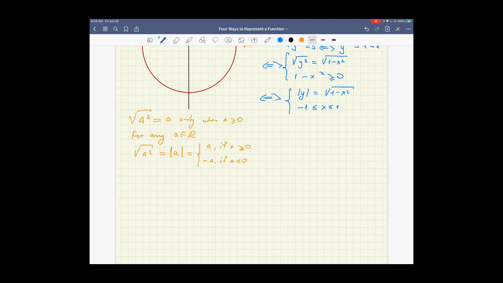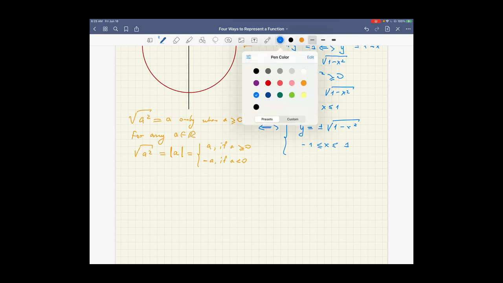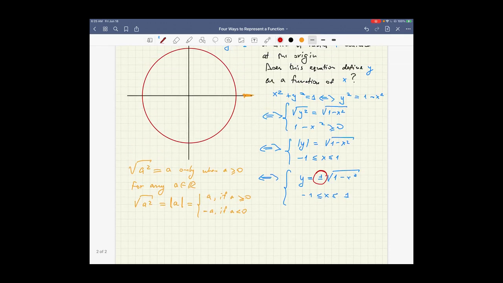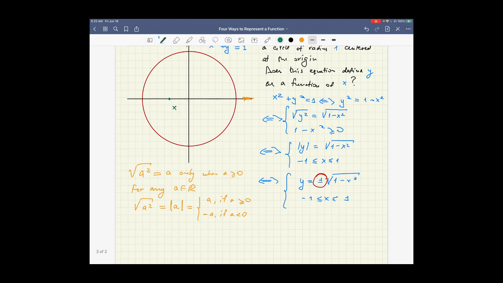So what I get here is y actually equals plus minus square root of 1 minus x squared when x is between negative 1 and 1. It is this plus or minus that makes this equation not define a function. Specifically, what happens is that if you fix on x, you actually get two functions.